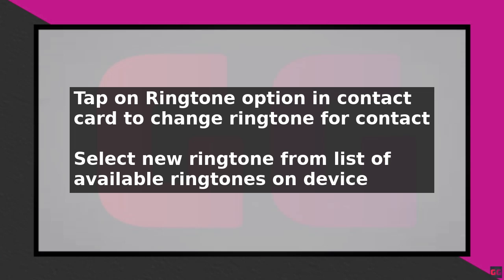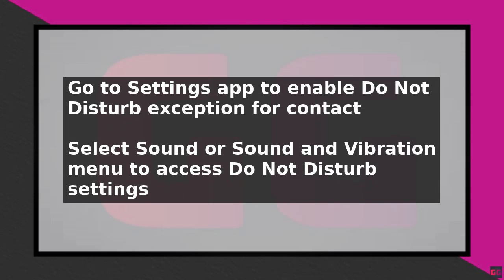To do this, go to your device's Settings app. In the Settings app, scroll down and select Sound or Sound and Vibration. In this menu, you will see an option that says Do Not Disturb or Do Not Disturb mode. Tap on this option to access the Do Not Disturb settings.